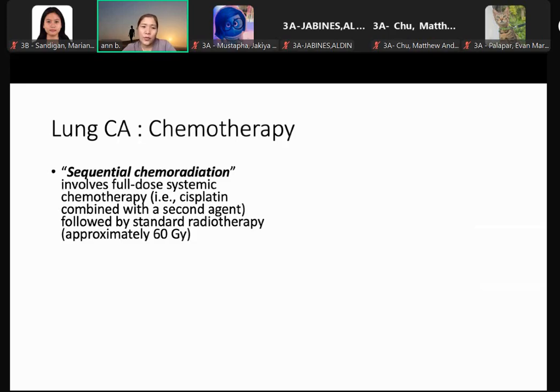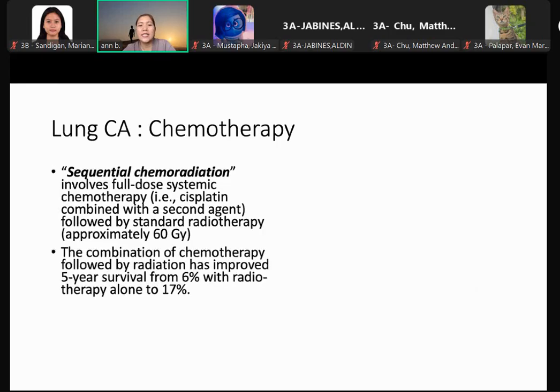We could also do sequential chemotherapy and radiation. This is nice to know. It involves full dose systemic chemotherapy with cisplatin combined with a second agent, followed by standard radiotherapy of approximately 60 grays. The combination of chemotherapy followed by radiation has improved 5-year survival from 6% with radiotherapy alone to 17%.